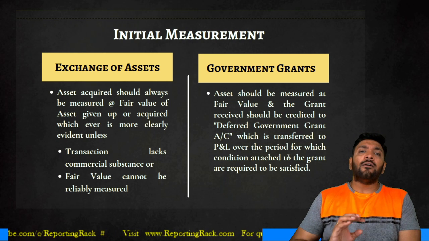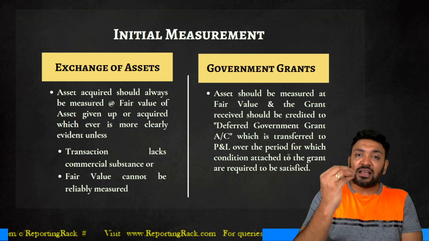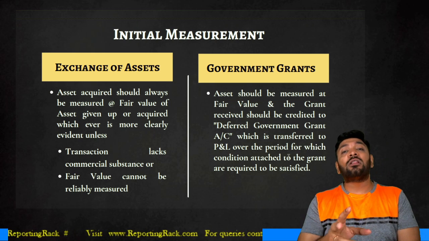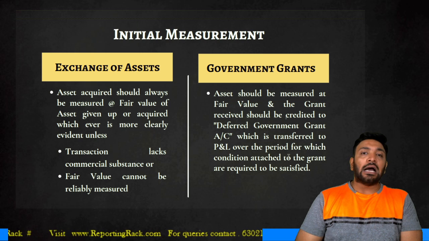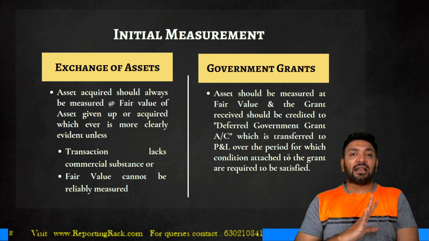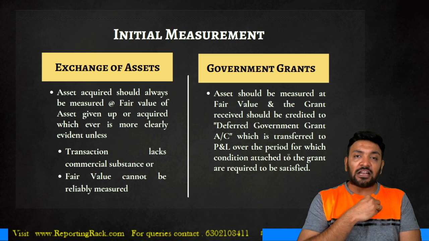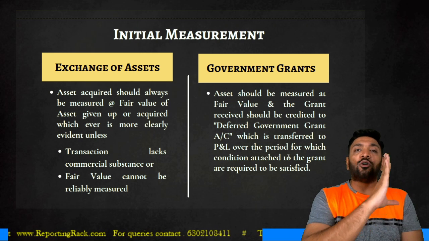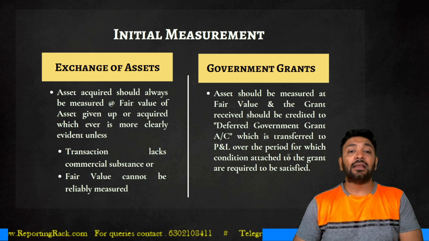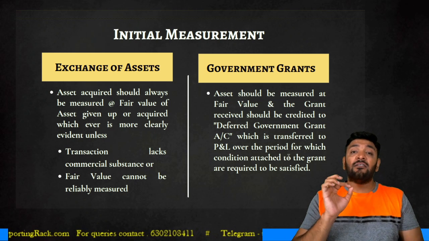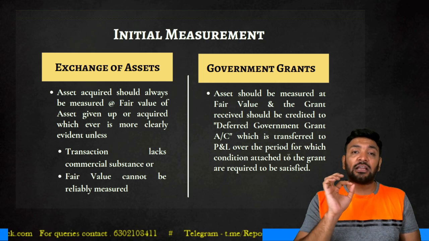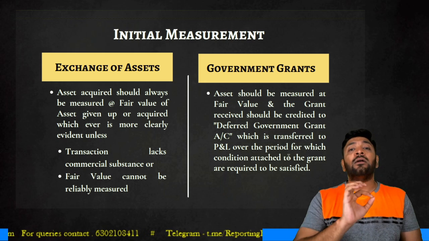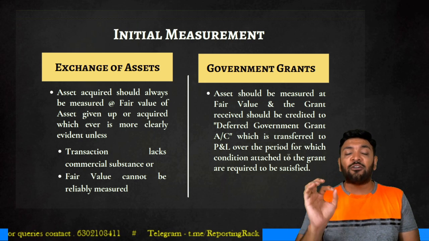Second one. I don't know the fair value of the asset acquired. Neither do I know the fair value of the asset given. Both I don't know. I gave up one asset. I acquired another asset. In such cases, if the fair value of either the asset given up or the asset acquired cannot be identified reliably, then you cannot measure them at fair value.